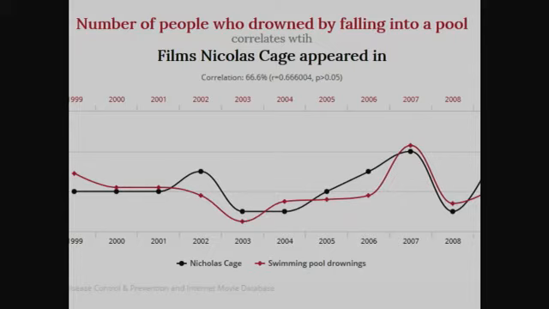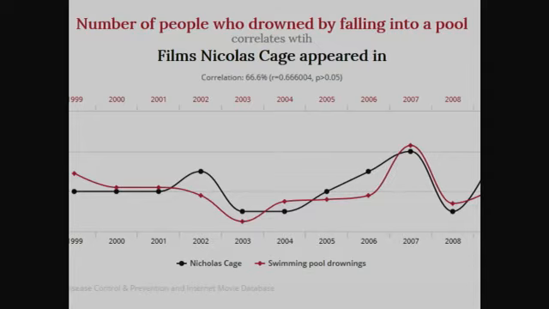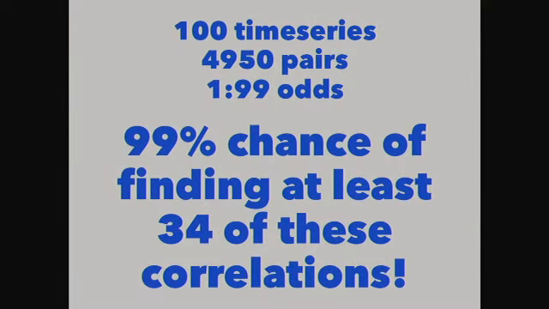But the bigger problem is, Tyler Vegan is the person who creates all of these spurious correlation charts, and he has a methodology behind it. The way he does it is he starts by collecting, for example, 100 different time series. A time series is just a series of points over time, almost randomly. So if we look at the previous slide, people who drown by falling into a pool might be one of the time series that he collects. And he collects them almost randomly. And then he just looks for the ones that have correlations. You can almost automate this.